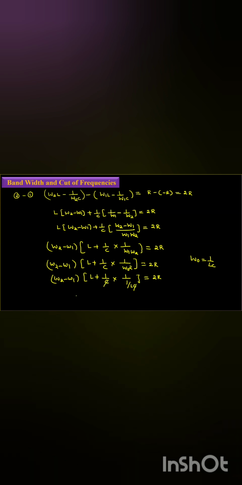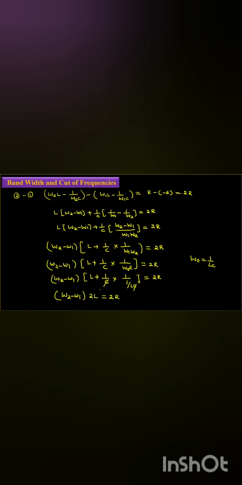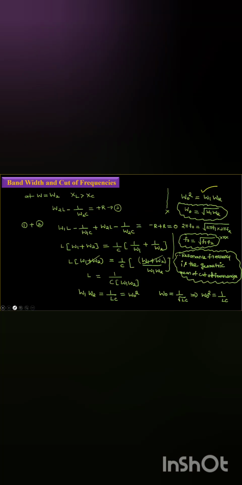Then C and C cancel. Then what can you get? Omega 2 minus omega 1 into, L goes to the numerator, L plus L, 2L, is equal to 2R. Then the 2 cancels. What do you get for omega 2 minus omega 1? Omega 2 minus omega 1 equals R by L. This omega 2 minus omega 1 is the difference between the upper cutoff frequency and the lower cutoff frequency.